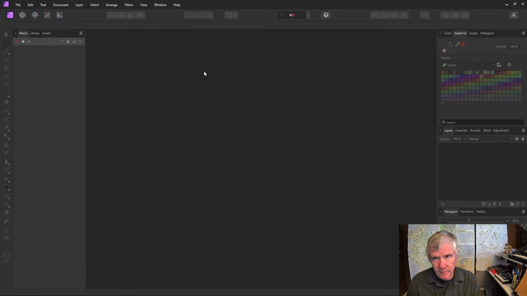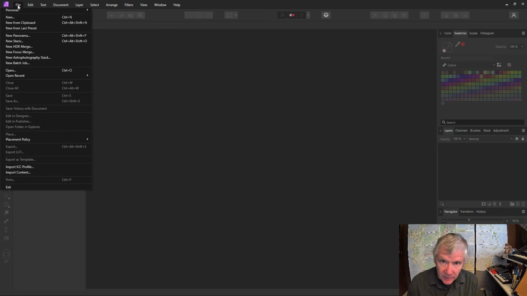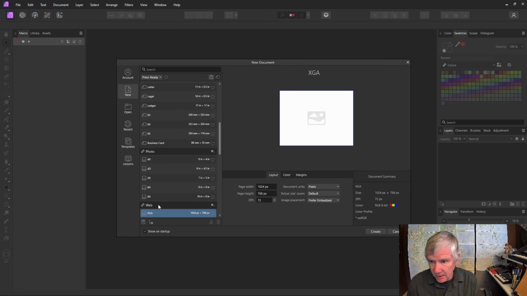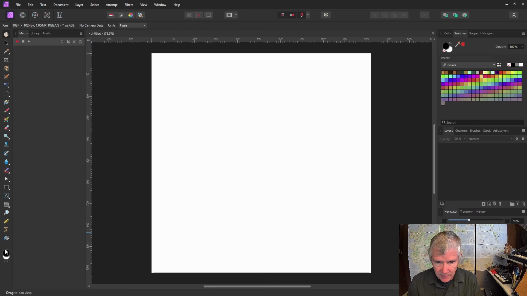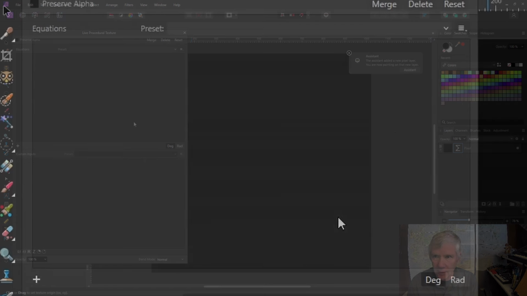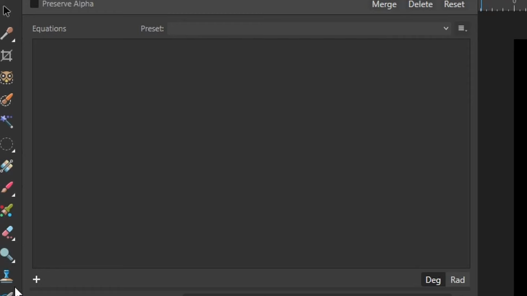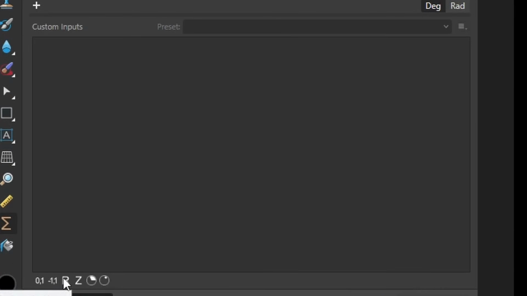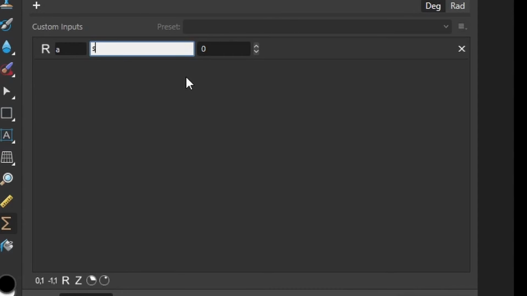I'm going to look at how this works with a coordinate system as an example. So I'm going to start with a new document, and I'm going to choose XGA and make it 1024 by 1024 pixels. Make sure it's in RGB mode and create that. Fill it with black, and then add a live procedural texture filter. I'm going to start by adding a single equation and assign it to all 3 channels. And I'm going to add a real number input A, label it scale, and set it to 4.